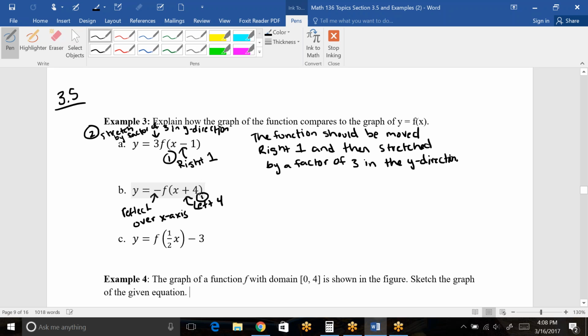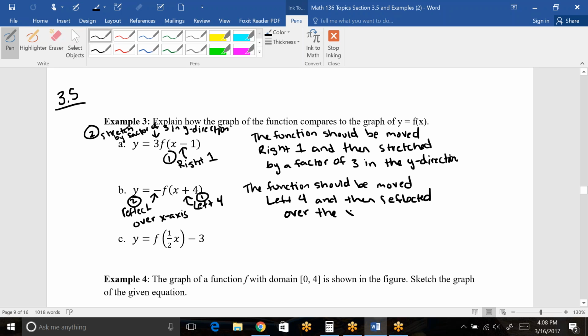Again, this one's closer to the x, so it goes first in our listing. So the function should be moved left 4 and then reflected over the x-axis.